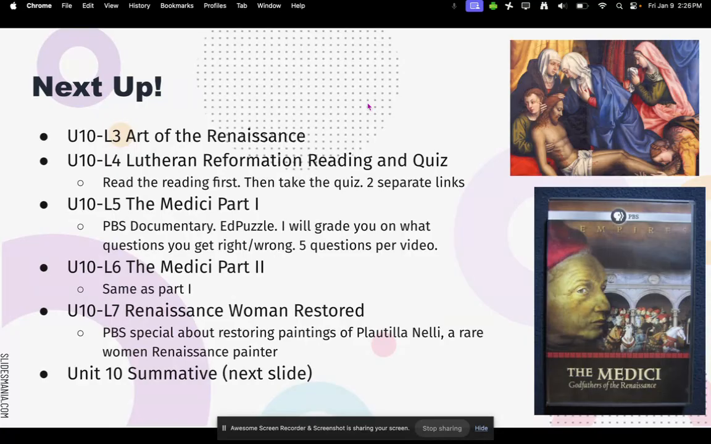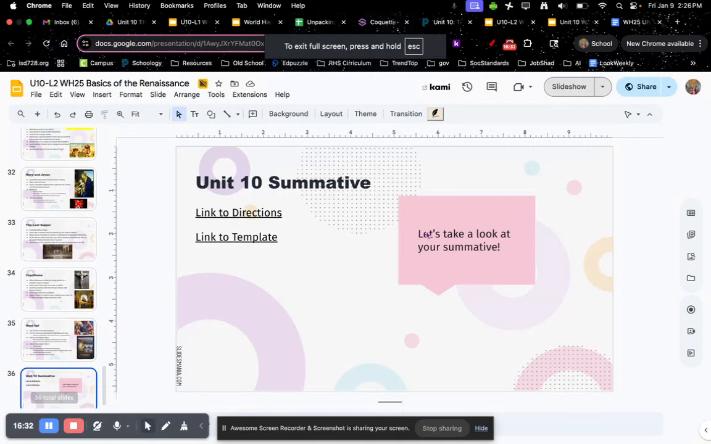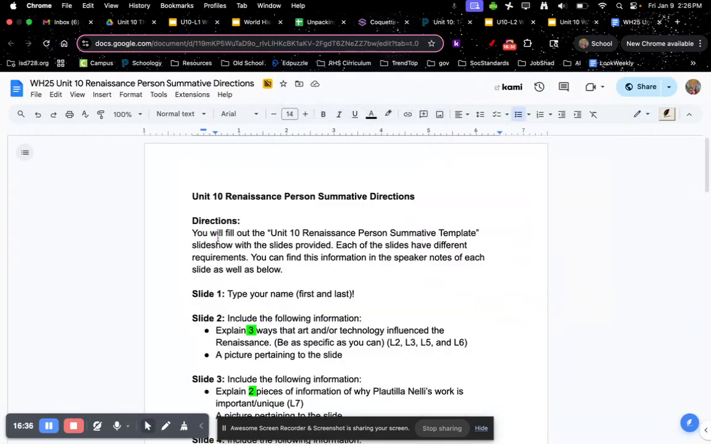And U10-L7, The Renaissance Woman Restored, is a PBS special about restoring a painting by Plautilla Nelli, who is a rare woman Renaissance painter. So you will learn more about her. And then we have the Unit 2 summative, which I want to go through real quick. The Unit 2 summative is called the Renaissance Person Summative. So, directions: you will fill out the Unit 10 Renaissance Person Summative template, which will be posted on Schoology.